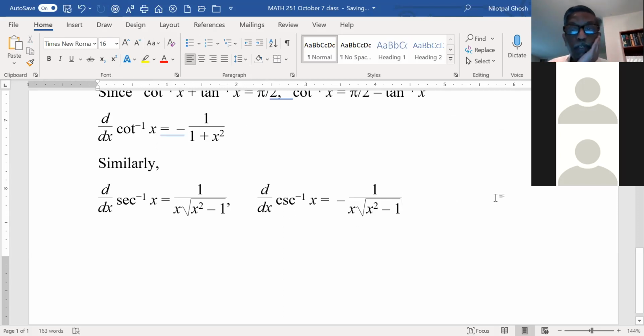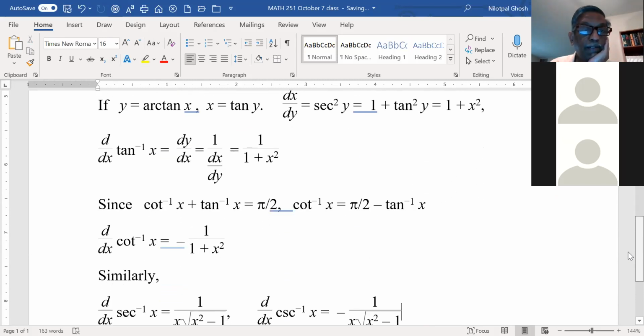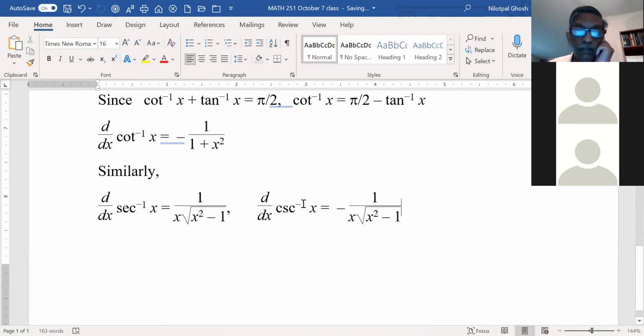Okay, so we got the derivatives of sine inverse x, cosine inverse x, tan inverse x, cot inverse x, sec inverse x, and cosec inverse x. As you notice, if you put a co in front of any inverse trigonometric function, the derivative will be the negative of it. That's it. Easy to remember. So the derivative of cosine inverse is the negative of the derivative of sine inverse. The derivative of cot inverse is the negative of the derivative of tan inverse. The derivative of cosec inverse is the negative of the derivative of sec inverse.